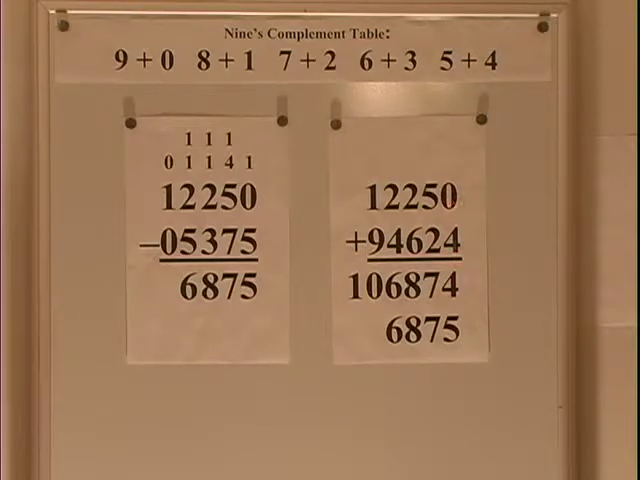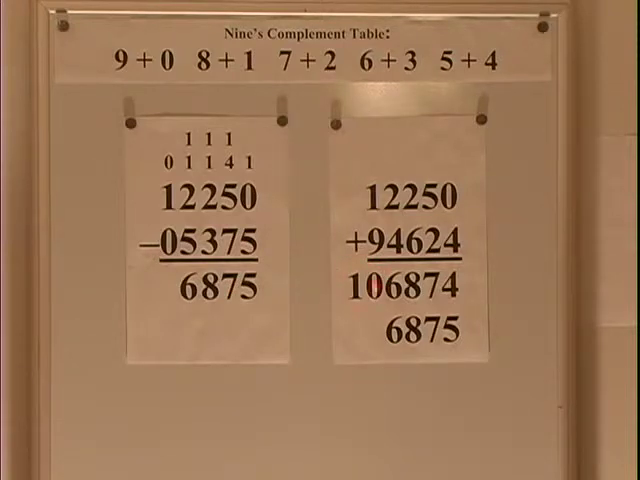4 and 0 is 4. 2 and 5 is 7. 6 and 2 is 8. 4 and 2 is 6. 9 and 1 is 10. Now we notice something about this difference, 6,875. These 4 digits are almost equal to it. So the last step in the 9's complement procedure is to take this leftmost digit 1 and add it to the rightmost digit, 4 in this case, and I get 6,875. I get the correct difference.